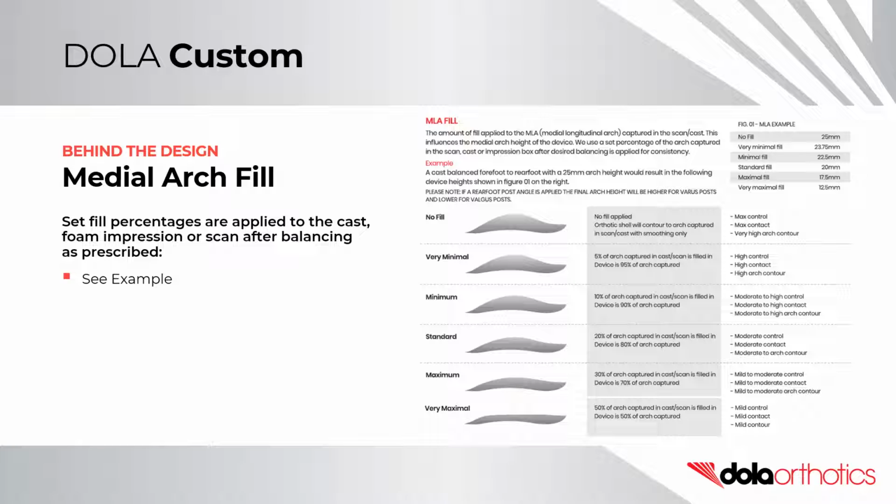Minimum: 10% of the arch captured in the cast or scan is filled. The device will be 90% of the arch captured. Standard: 20% of the arch captured in the cast or scan is filled. The device will be 80% of the arch captured. Maximum: 30% of the arch captured in the cast or scan is filled, with the device being 70% of the arch captured. Very maximum: 50% of the arch captured in the cast or scan is filled. The device will be 50% of the arch captured. Please see the example maths for a 25 mm arch height.